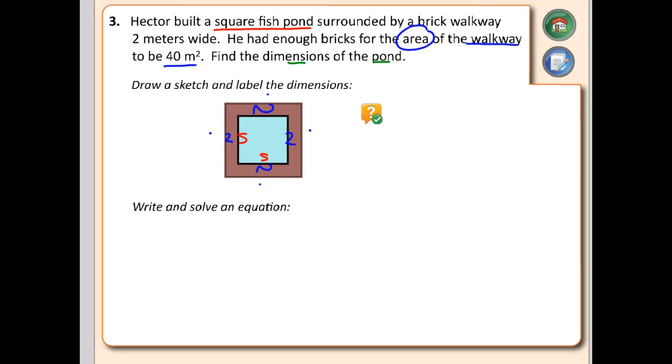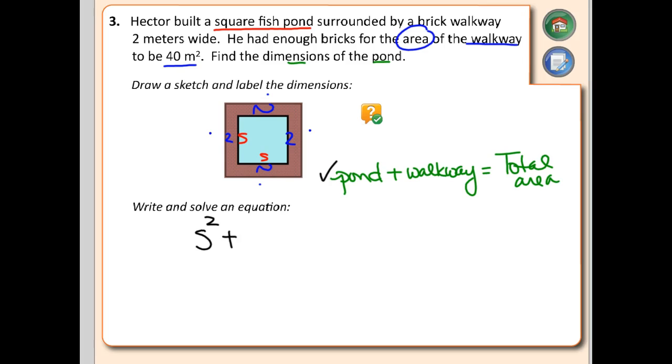So if I look at this, what do I know? Well, if I'm looking at the whole picture, the area of the pond plus the area of the walkway is going to equal the total area of Hector's backyard oasis. Okay, so let's see if we can figure this out. How do I find the area of the pond? Well, we're looking at the red letters, and that's easy. That's S times S.